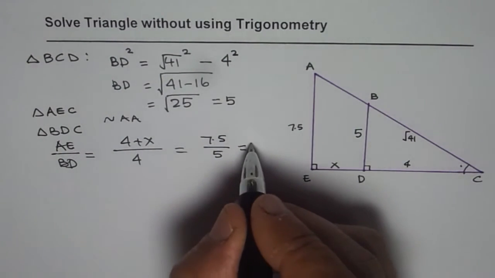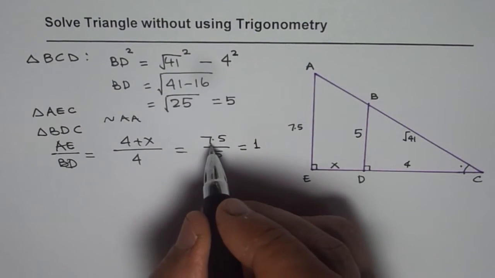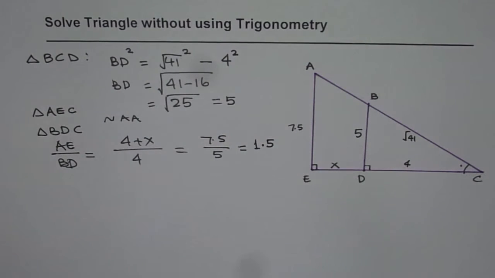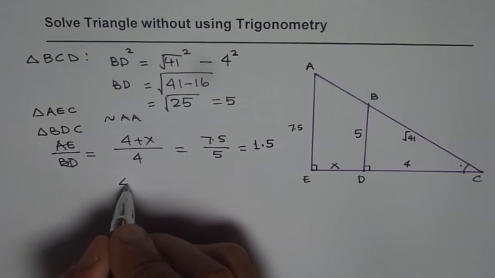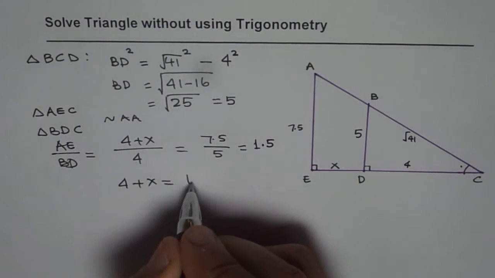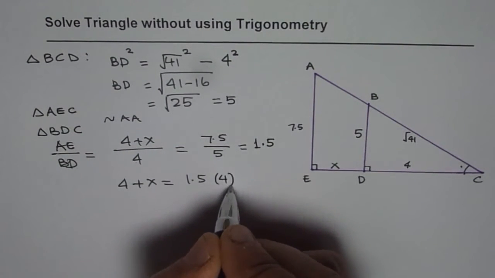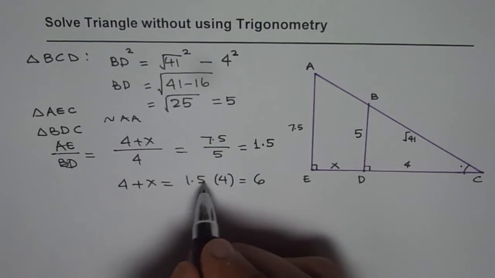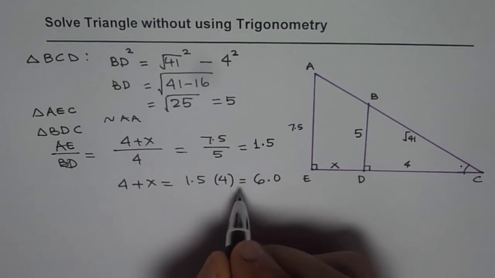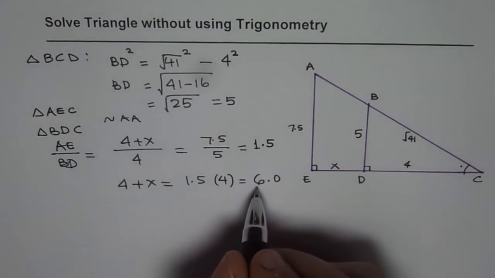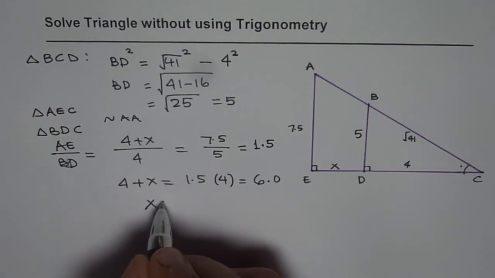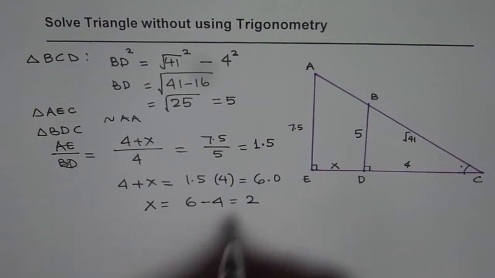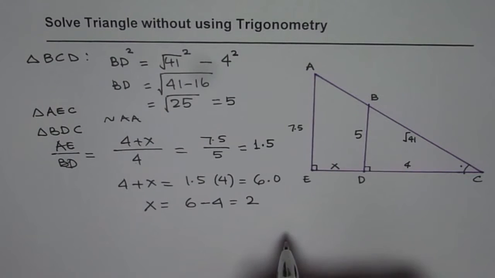If I divide by 5, 5 times 1 is 5, we are left with 25. So 5 times 5, so 1.5. Now we can cross multiply and we get 4 plus x equals 1.5 times 4, which is how much? 4 times 5 is 20, and 4 times 1 is 4 plus 2, 6. Therefore, x is equal to how much? x will be equal to 6 minus 4, that is 2. So we get the side length x equals 2.